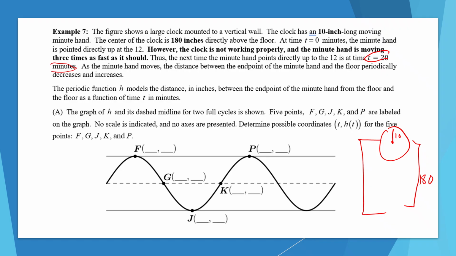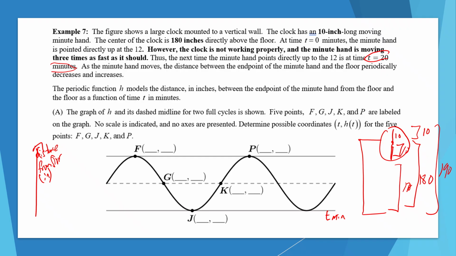So first, we're going to label the x-axis, and this is going to be time t in minutes. And then our y-axis here, and you don't need to do this step every time, is going to be distance from the floor in inches. All right. And so now step number 2 is to label our diagram, which we kind of have here, but we then know this is 10 extra inches, and then this is 10 inches as well when it's this direction, which means that the lowest it can be is 170, and the highest it can be is going to be 190 inches.